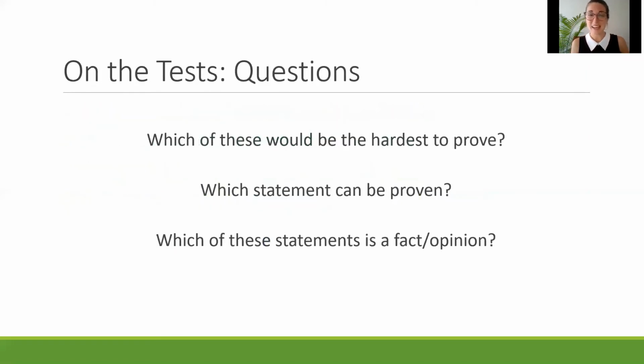Now, on the tests, I'd encourage you to pay attention to how this might be asked. So it might ask you a question such as, which of these would be the hardest to prove? Well, if you're being asked that question, it's trying to get at which of these is an opinion rather than a fact, right? If we have facts, they're going to be easy to prove. We can say, yes, this has a statistic. Yes, this has very clear evidence behind it. But an opinion is not necessarily something that we can prove with hard facts. We can support our opinion with facts, but we can't necessarily prove that it's the only way.